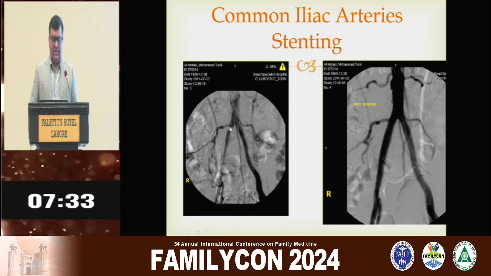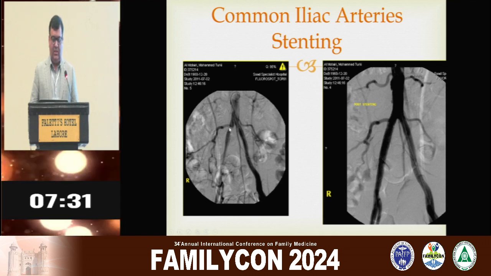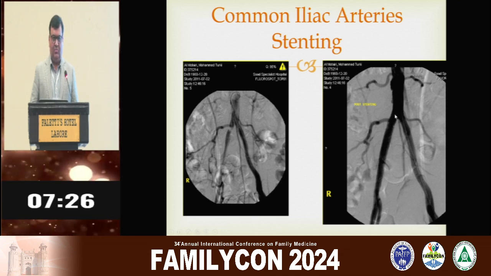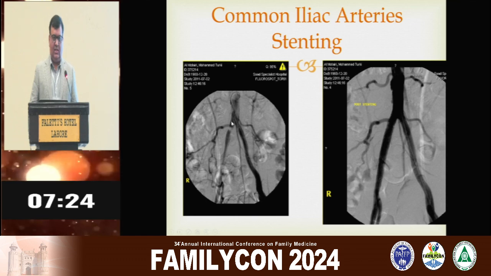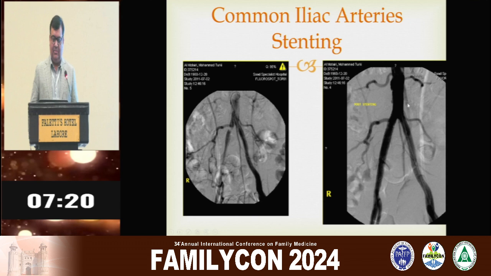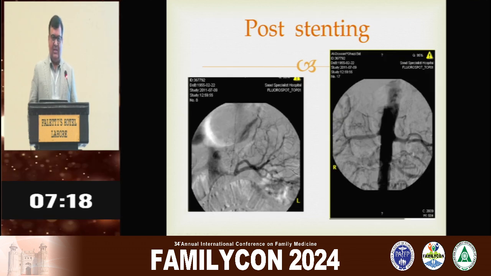So this is a right common iliac stenosis. We put a kissing stent on this side and everything is open. The patient had claudication and couldn't walk, and the next moment everything is fine. Then, in this image, is the renal artery stenting.